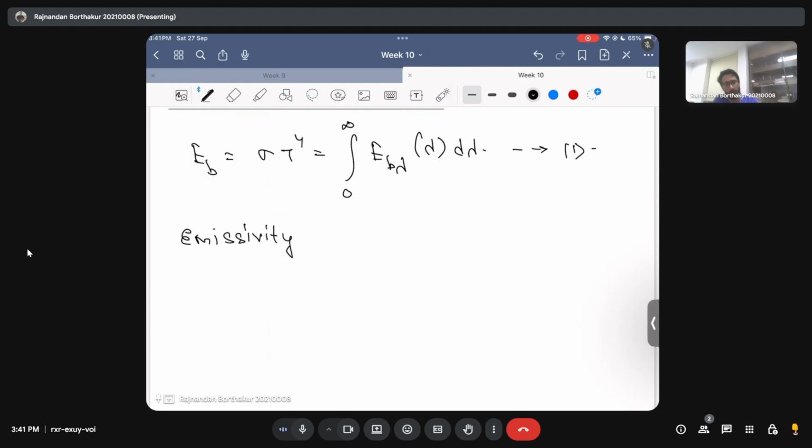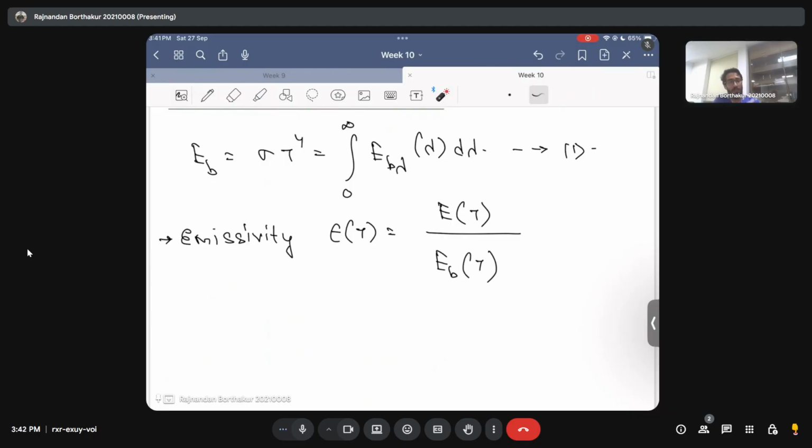And this is something that we have already seen in the week's lecture series. So emissivity is denoted as epsilon. This is actually a function of temperature, and it is defined, this is very important, as the total emissive power of a real body to the total emissive power of a black body.